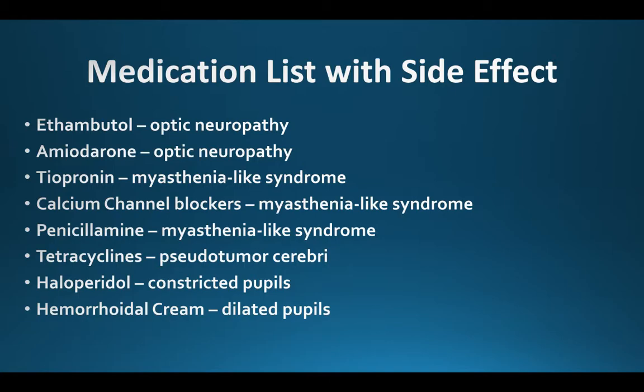So here are the medications that we're going to specifically be talking about in our presentation. Ethambutol and amiodarone both cause optic neuropathy. Tiopronin, calcium channel blockers, and penicillamine all cause myasthenia-like syndrome. Tetracyclines can cause pseudotumor cerebri. Haloperidol can constrict the pupils, and imiquimod creams can dilate the pupils.